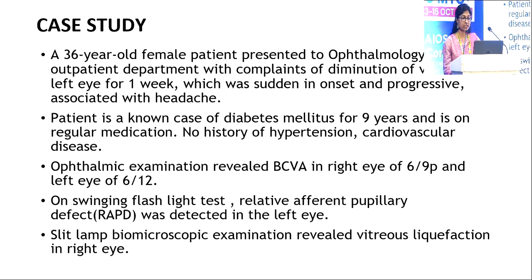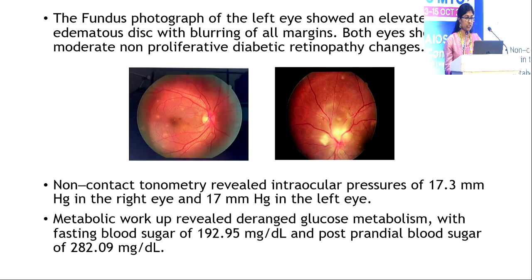Ophthalmic examination revealed best corrected visual acuity in the right eye of 6/9 partial and left eye of 6/12. On swinging flashlight test, relative afferent pupillary defect was detected in the left eye. Slit lamp biomicroscopy revealed vitreous liquefaction in the right eye. These were the fundus photographs, and the left eye showed a 2-diopter elevated edematous disc with blurring of all the disc margins, and both eyes showed moderate non-proliferative diabetic retinopathy changes. Non-contact tonometry revealed IOP of 17.3 in the right eye and 17 mmHg in the left eye.